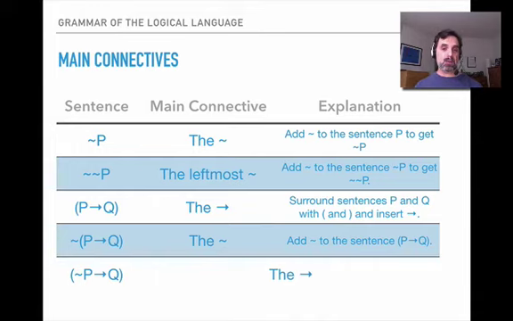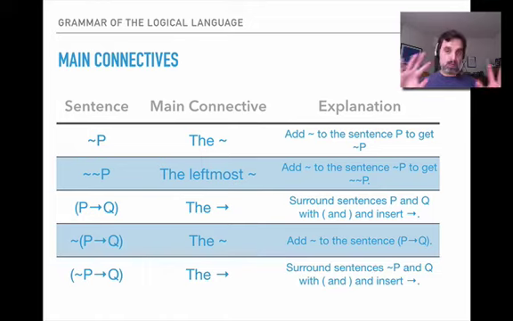Finally, how about this? (Negation P arrow Q), where the negation is on the P inside of the parentheses. In this case, the main connective is the arrow. Why is that? We took two sentences, negation P is the first sentence, Q is the second, and we put the arrow in between them and the parentheses around it to build this sentence.